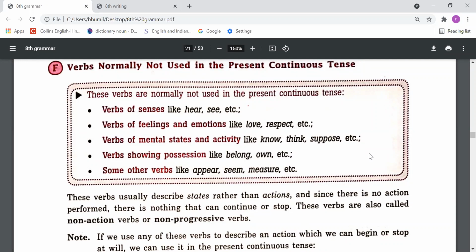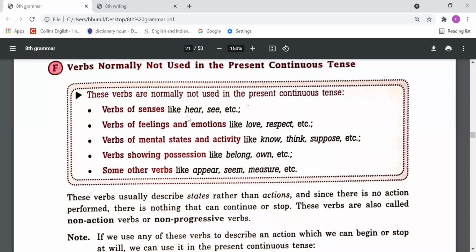I want to tell you something about this. Two verbs are there, hear and listen. Hear and listen have almost the same meaning, like we say in Hindi, sunna. But hear is a non-action verb and listen is an action verb. Why? Because when we listen to something intentionally, deliberately, according to our wish, that is an action verb. We can say I was listening to songs, but we can't say I was hearing songs, because when we hear something without intention or willingness, that happens automatically without our involvement. So those verbs are called non-action verbs.